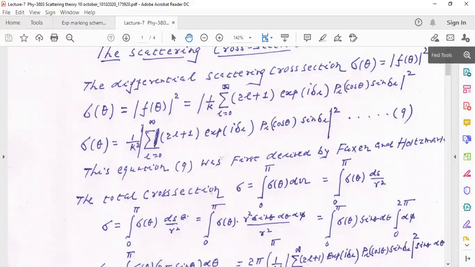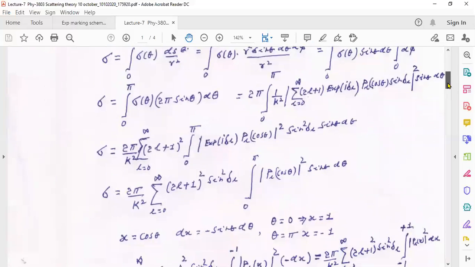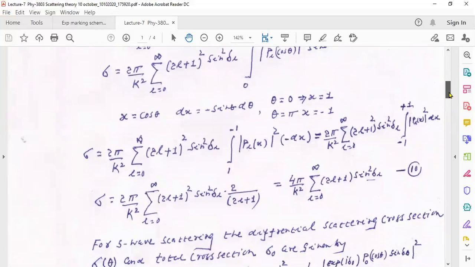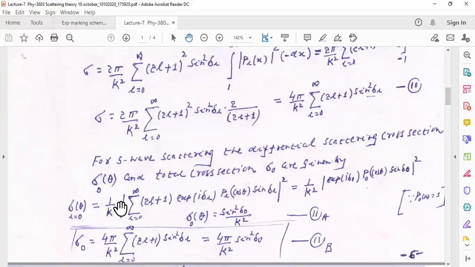So I'm keeping this value, and look at this. I have calculated this value here. So for the S wave, I calculated 1 upon k, this is the formula which I wrote for your reference. You see L is equal to 0, exponential of i delta 0, P0 cos theta, and sine delta 0. P0 of x is 1.